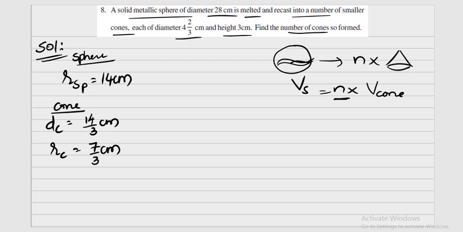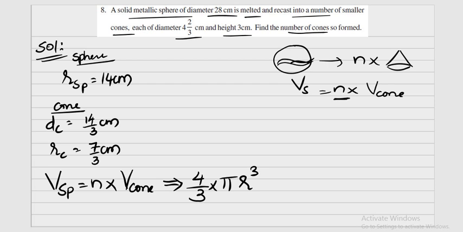Now from the question we have drawn the figure. So from the figure what can we say? Volume of sphere is equal to n into volume of each cone. So what are the things that we are going to get? What is the formula of sphere? 4/3 pi r cube. So this is equal to n into 1/3 pi r square h, which relates to cones. So from this, the 3 gets cancelled, pi gets cancelled.